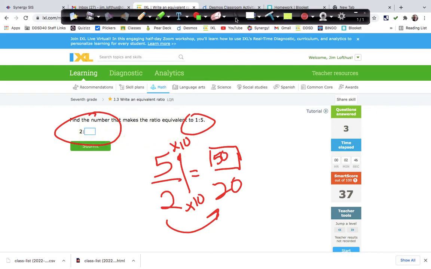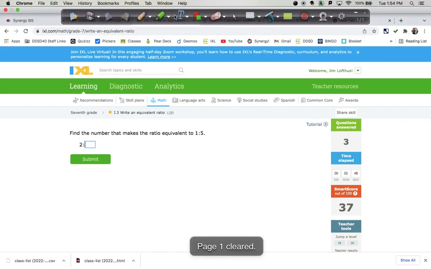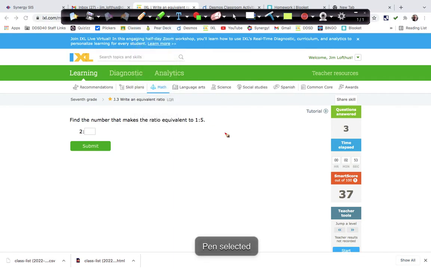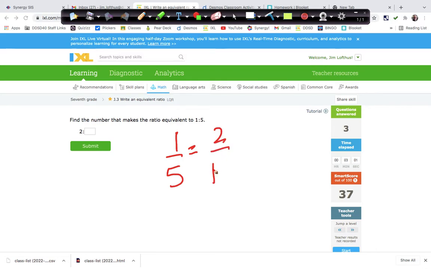and maybe do one more. All right, find the number that makes the ratio equivalent to 1 to 5. So we'll put 1 to 5 equals 2 to blank. 1 times 2 equals 2. 5 times 2 is equal to 10. We'll put in the 10.